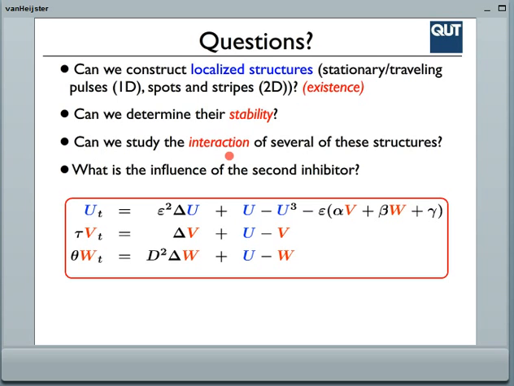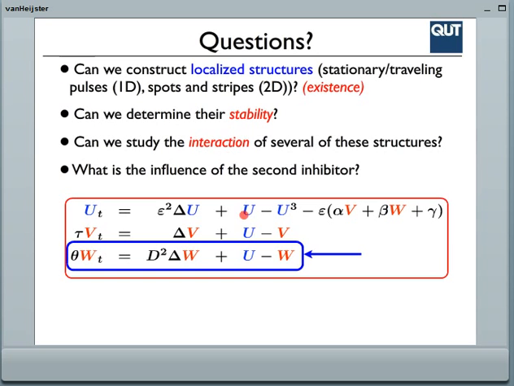How do they interact? And a broader question, a more philosophical one: what is the influence of this second inhibitor, this W equation? It appears to be similar to the other inhibitor. What is the effect of the W equation? What can we do with the W equation? Let's forget about W, so let's set beta equal to 0 and just forget about W.